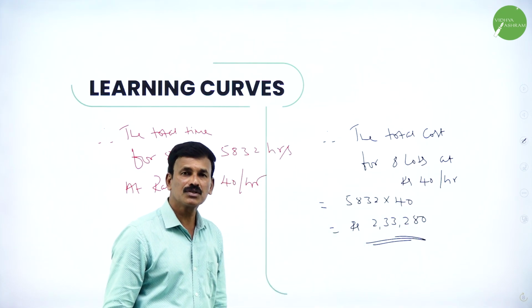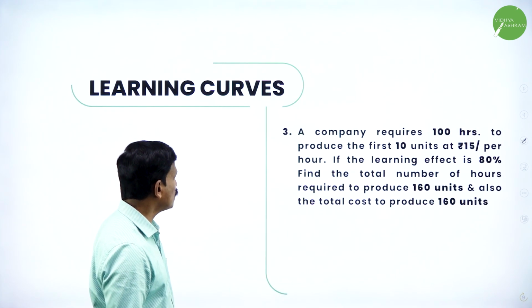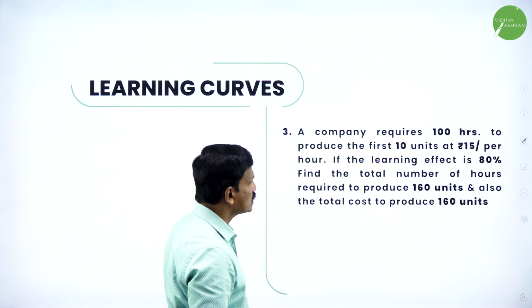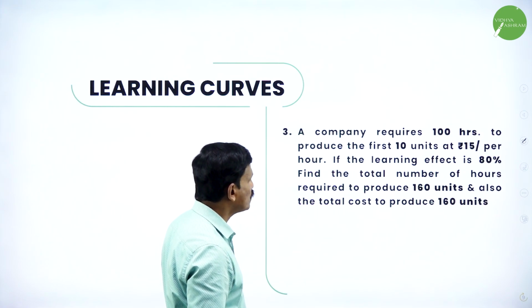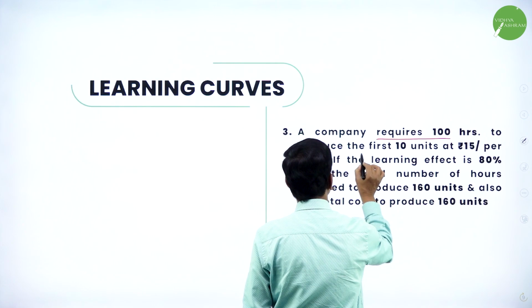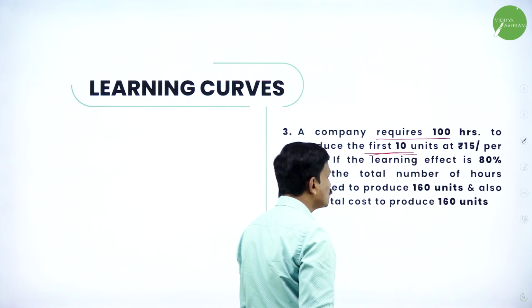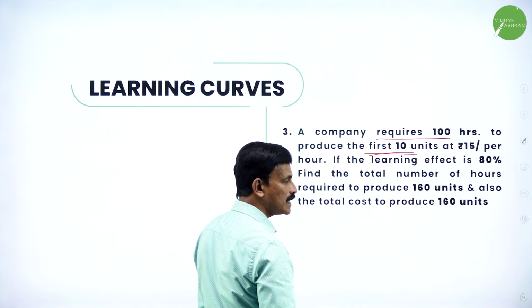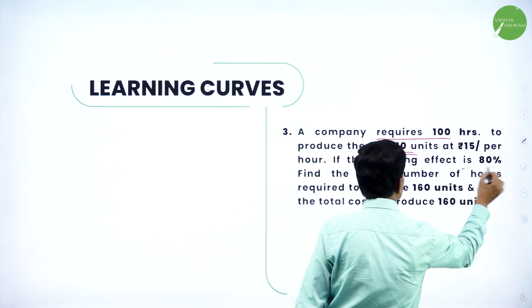So, this is how we are going to solve this problem. Now, move on to the next problem. Same type of problem. A company requires 100 hours to produce the first 10 units at rupees 15 per hour. If the learning effect is 80%, what is the learning effect?